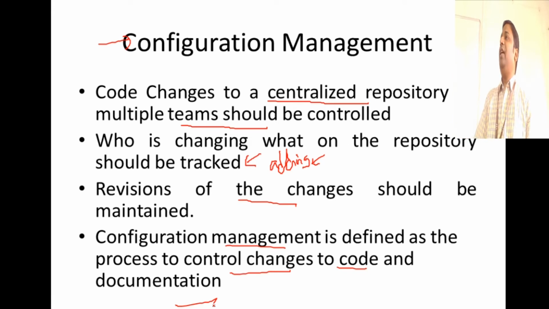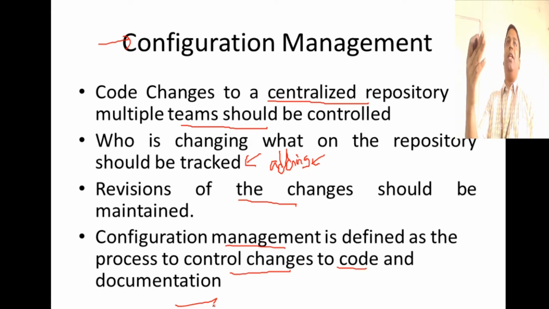In requirement specification, we maintain revisions using a versioning tool. So every time you make some changes, there will be a revision added. So that is also coming under configuration management. But in the industry, it's always difficult to maintain revisions for documentation. They maintain revisions for code.